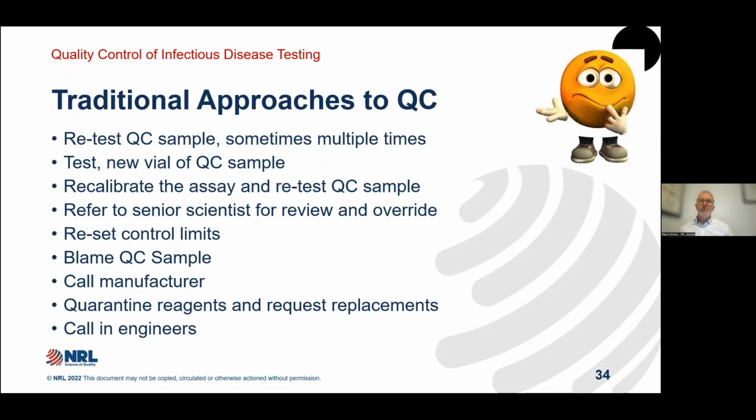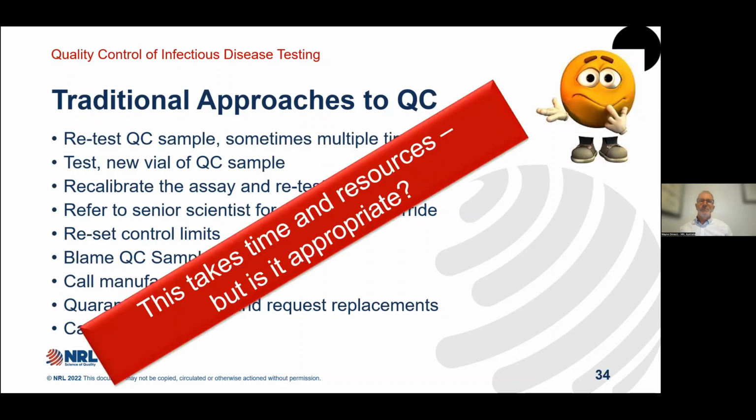Those actions are varied and depend on the laboratory's experience, but that often includes retesting the QC sample, often many times, testing a new vial, opening a new box, recalibrating the assay and retesting the QC, referring to a senior scientist for review and often overriding any results that are out of character, blaming the QC sample, calling the manufacturer, calling in engineers to service instruments, which is very costly and time consuming.